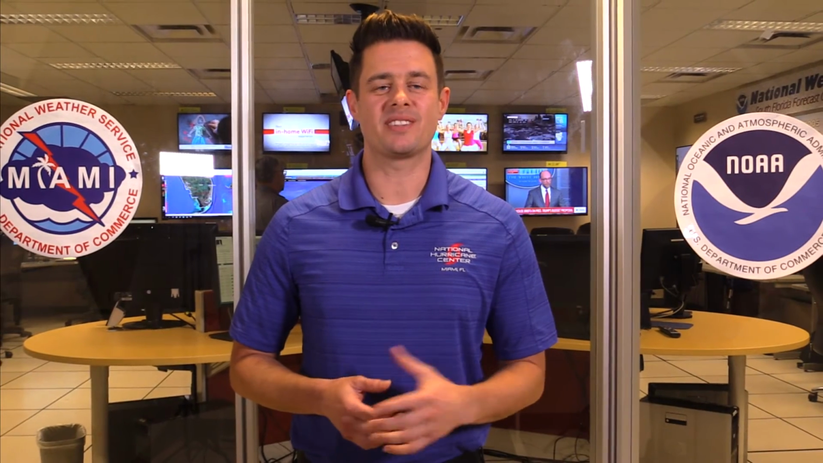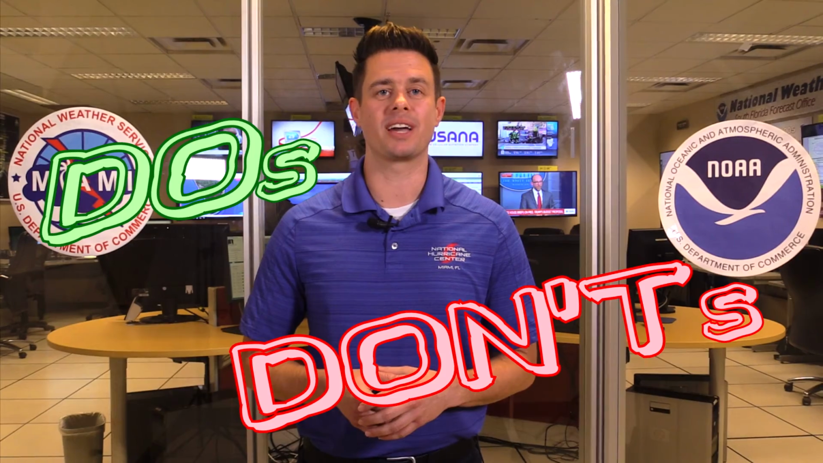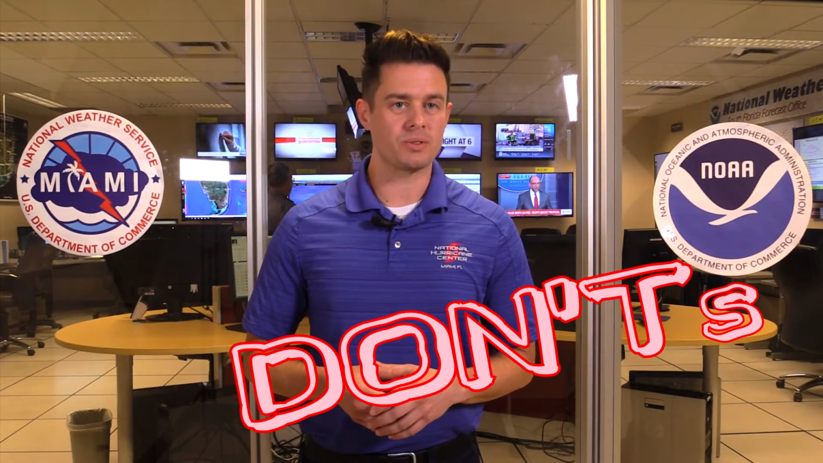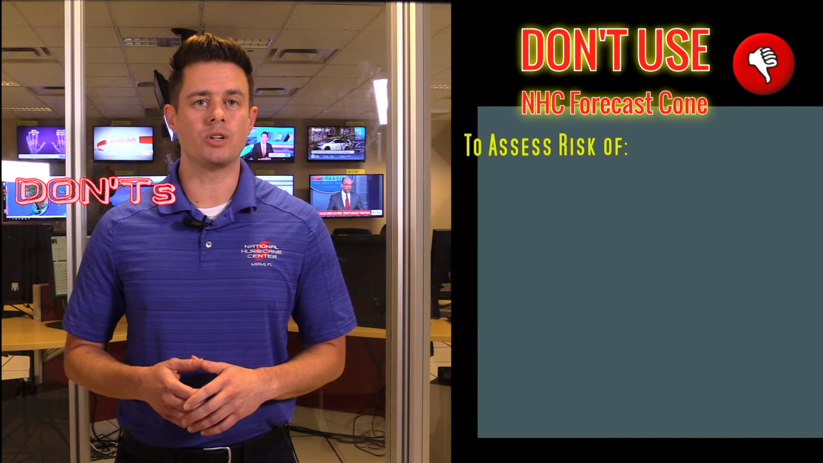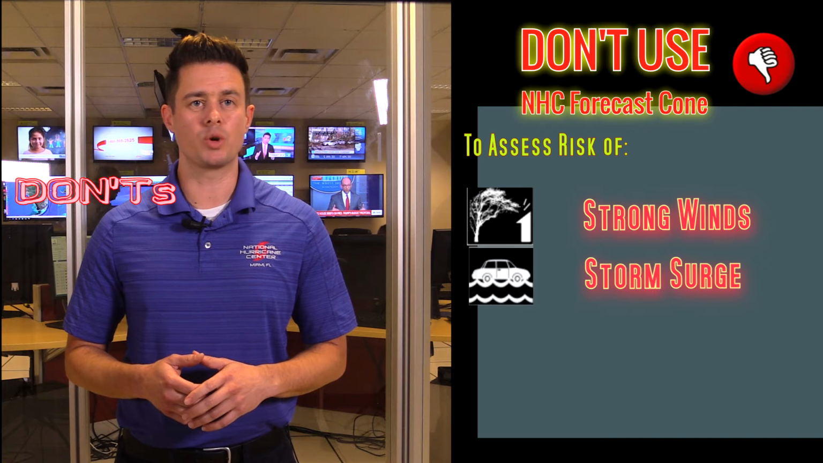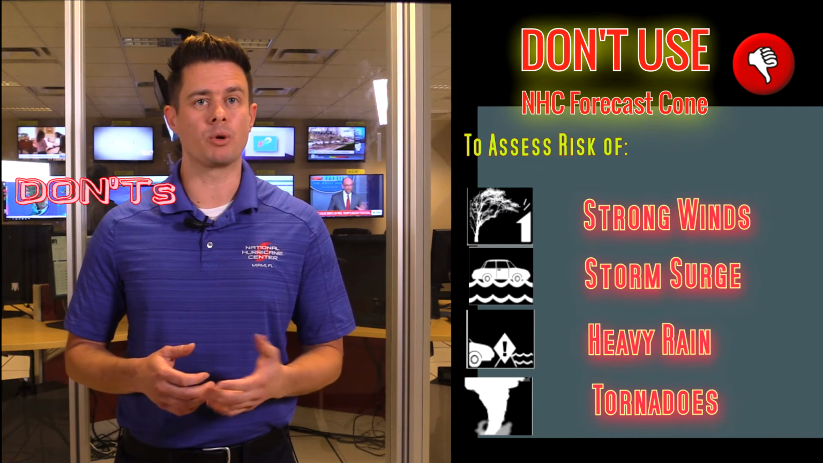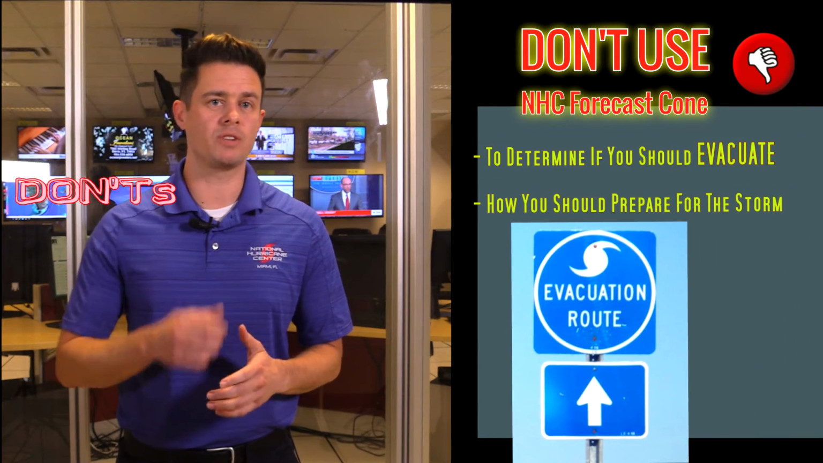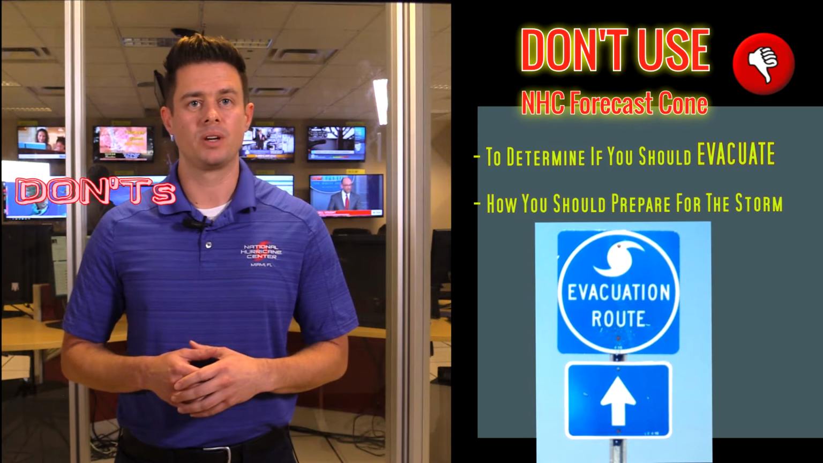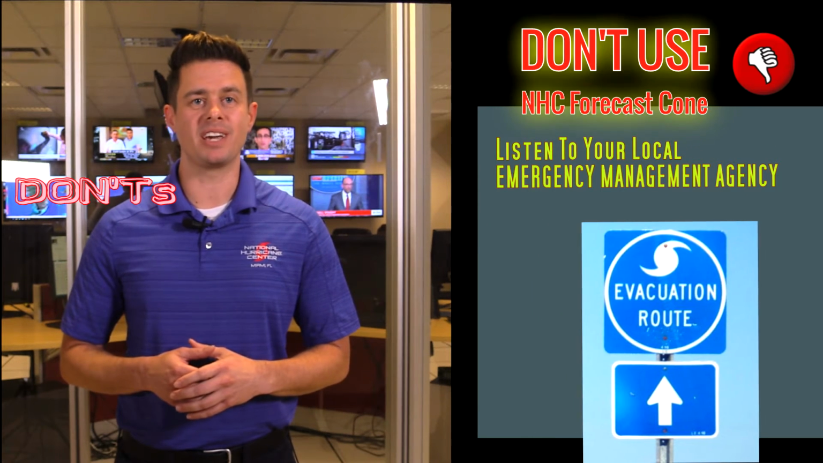With the knowledge of how it's designed, let's take a look at the do's and don'ts when using the NHC forecast cone. But let's start with the don'ts. Hazards associated with a storm usually extend beyond the edge of the cone, so don't use the cone to assess your risk of strong winds, storm surge, heavy rainfall, or tornadoes. And since we prepare for a storm or evacuate based on these hazards, don't use the cone to determine if you should evacuate or how you should prepare. For that type of information, be sure to listen to your local emergency management agency.